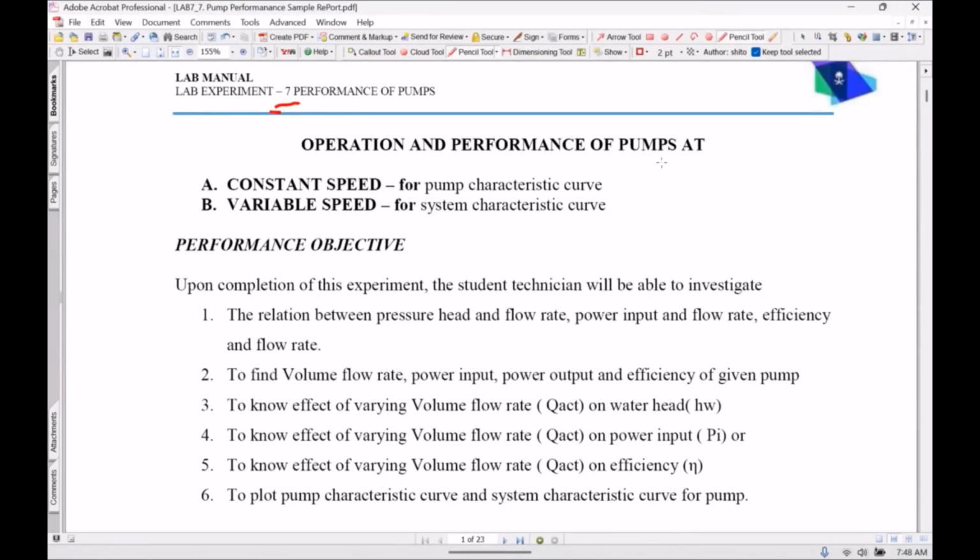First, the pump running at constant speed to plot the pump characteristics curve, and the pump running at variable speed to plot the system characteristic curves. First we will do experiment A, and B is homework, or you can try it another day. It is a similar procedure, only the calculation and plotting of the graph is different.